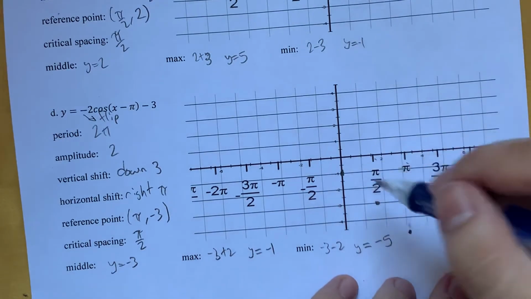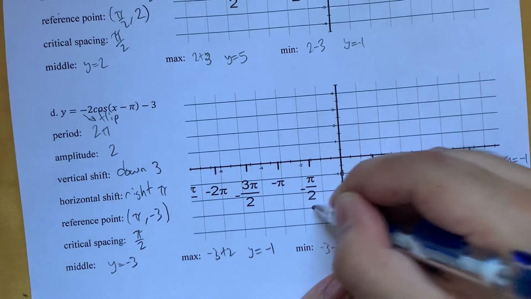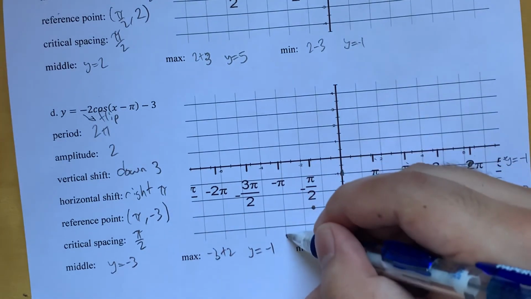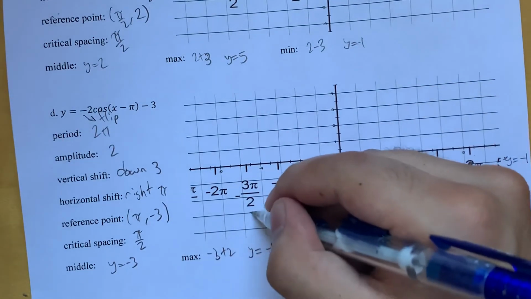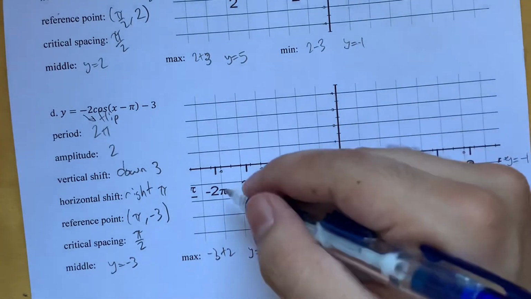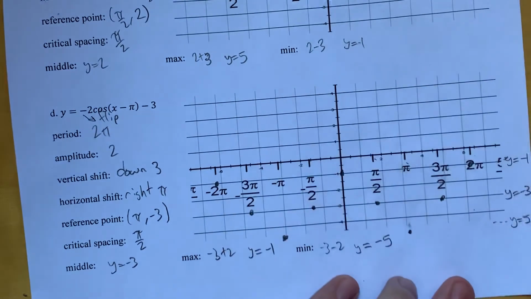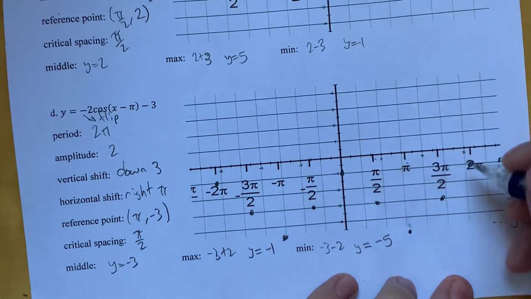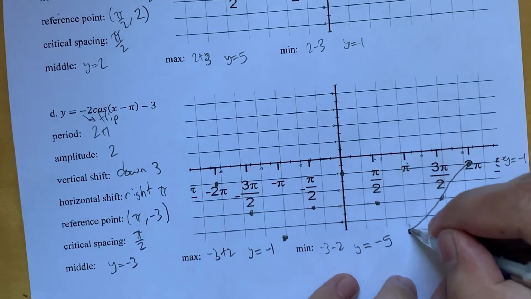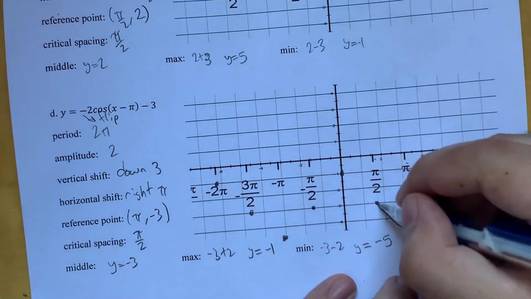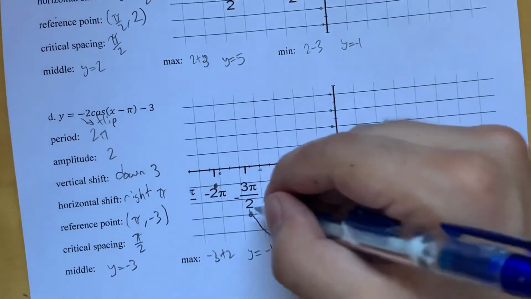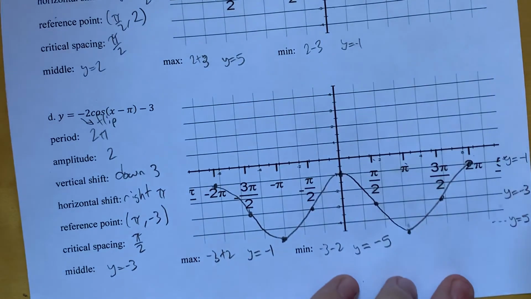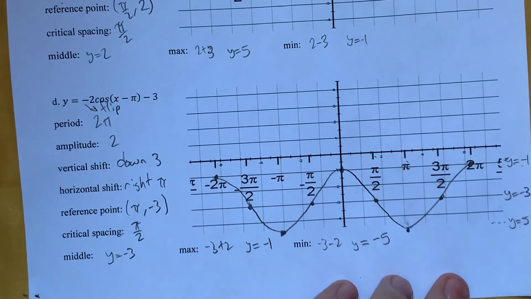So what's going to happen on the left side? Negative pi over 2, negative 3, negative pi, negative 5, negative 3 pi over 2, back to negative 3, and then negative 2 pi, we're going to go back to negative 1 for the maximum. So if I were to graph this, it's going to look like that, come back down, go back up, right there. Remember, it will never go over my maximum or my minimum.